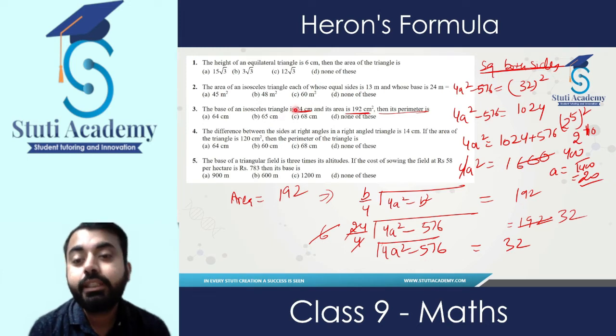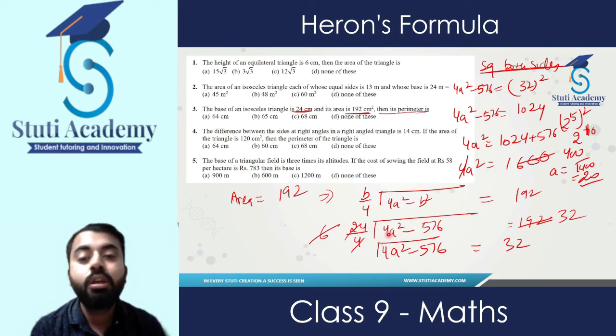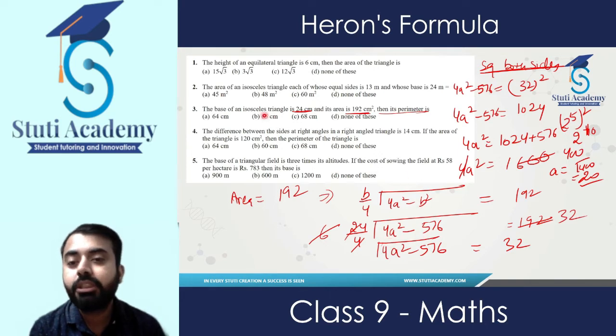I was given that its base was 24 centimeter. 4 by 4 for a square. I did not know what my a was because we have to find it out. Only then we can calculate its perimeter. Right? So 4a square minus b square. b is what? 24. 24 square is 576.